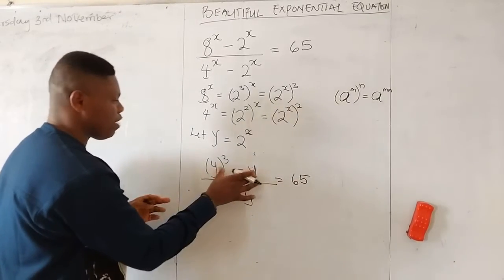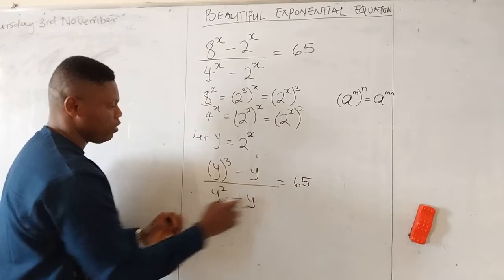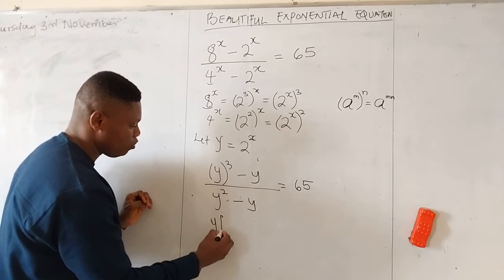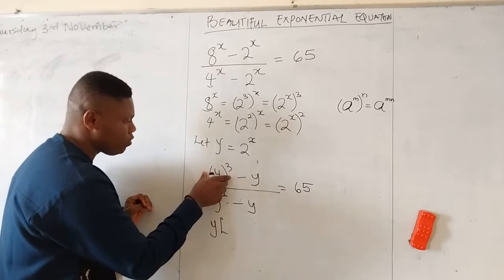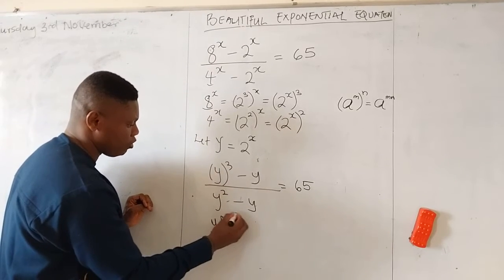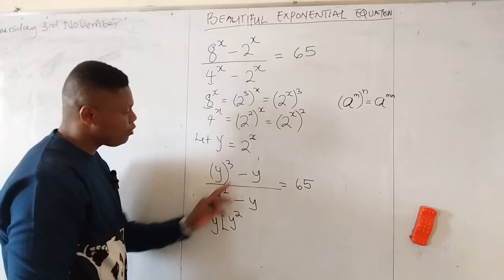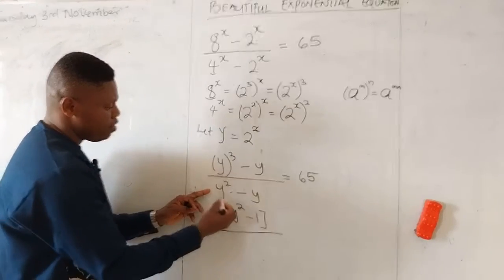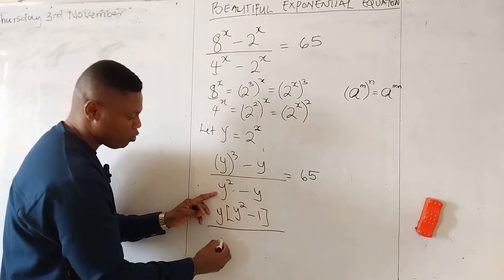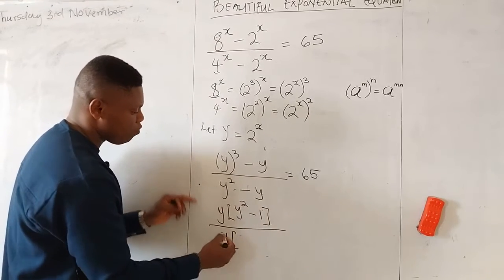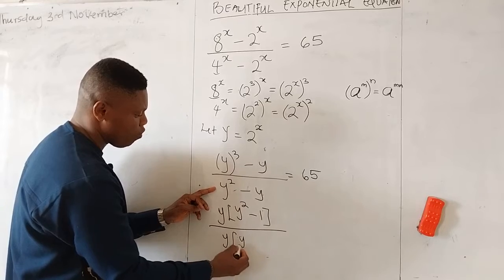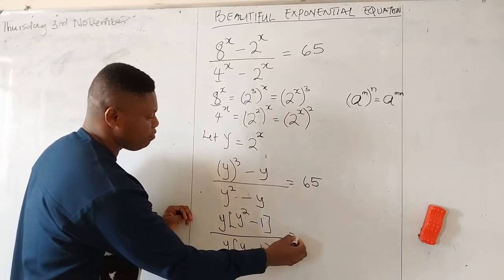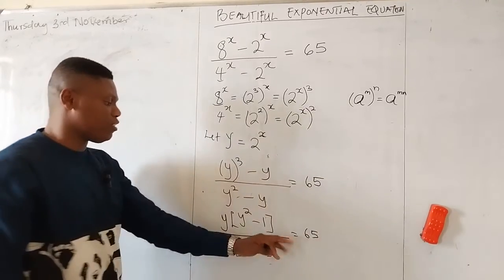So now I can factorize the numerator and the denominator because they have something in common now. So I can say y should be factored out. So y into y raised to the power 3 will give me y squared, and y into y will give me minus 1. So divide. What is common here? y is also common, so I can bring y out. So y divided by y squared will give me y, and y into y would give me 1. So bearing that in mind, I have that equal to 65.